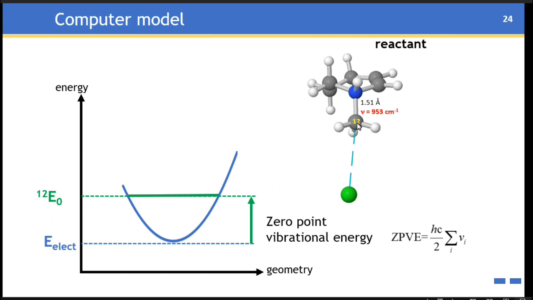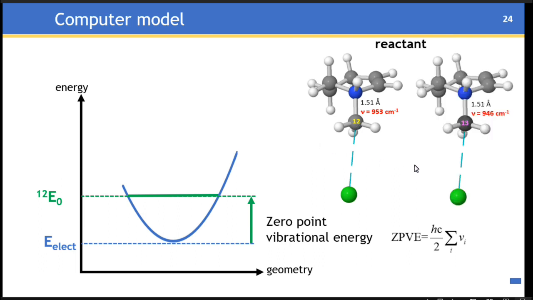Well, what happens when we have C13 there? Well, first of all, the geometry is exactly the same. The shape of this potential energy surface does not change when you add a neutron to one atom. But what does change is the vibrational frequencies of the CN bond. Because it's a heavier atom, it vibrates slower, and the CN bond is 946 wave numbers. And when you add that into this equation here, you get a lower zero-point vibration energy.